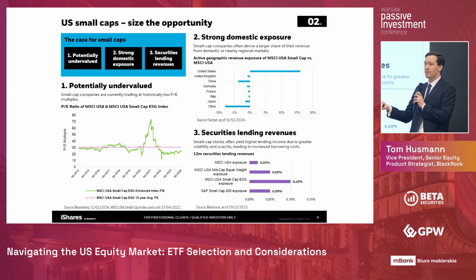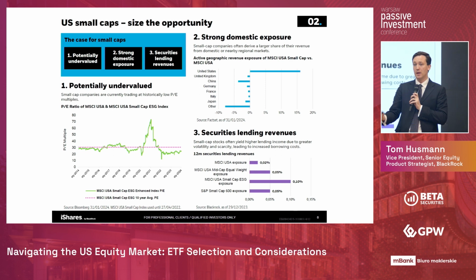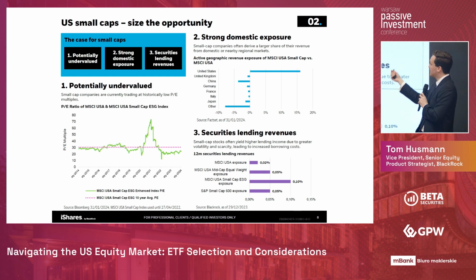But some of the use cases, what we also look at for small caps are the domestic exposure. Again, similar to equal weight, where you have a more domestic exposure compared to the standard benchmark, and less to Europe and less to Asia.